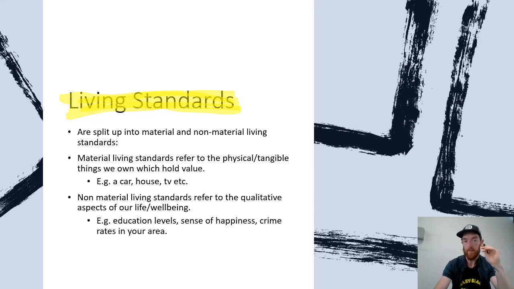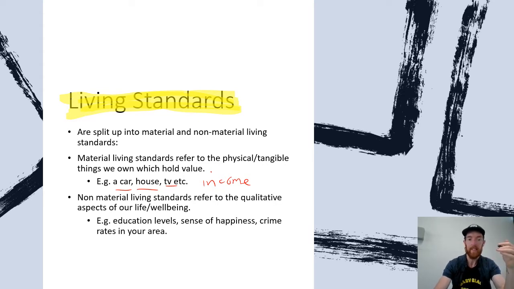Material living standards refer to all the physical and tangible things we own that hold value. Essentially, I tend to relate it to what you physically have. So some examples of things that improve our material living standards are things like a car, a house, a TV, our income, anything you can tangibly have that has monetary value tends to be referred to as our material living standards.